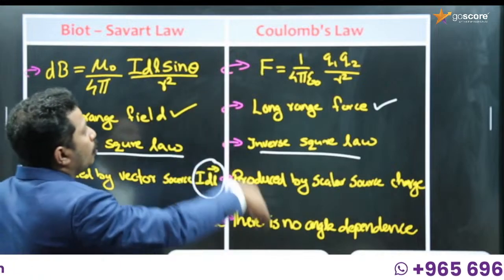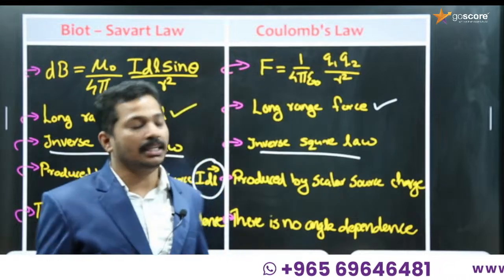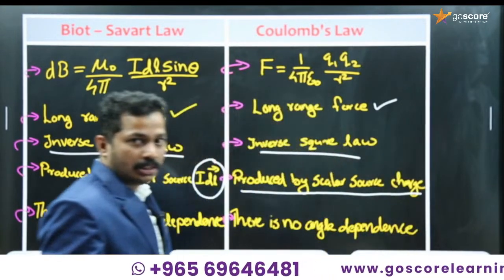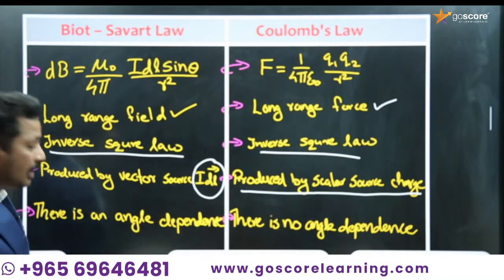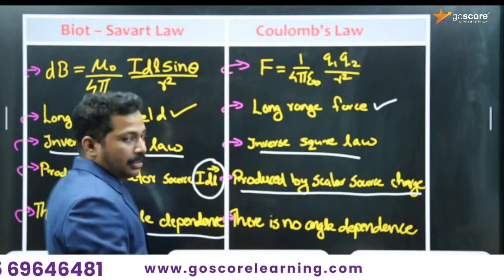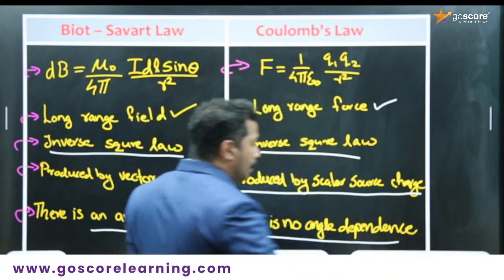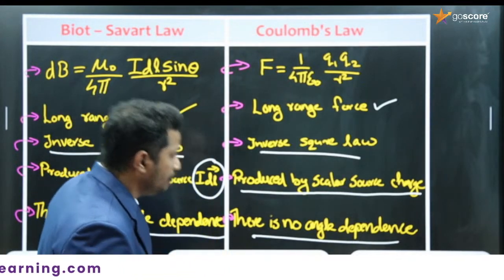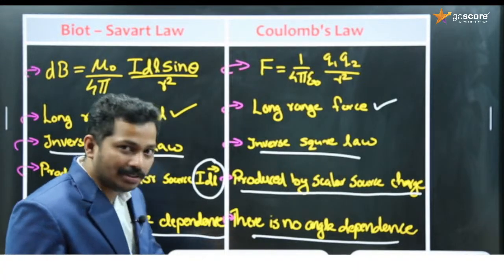And what about Coulomb's law? Is charge a vector? No, charge is a scalar quantity. So the electric field is produced by a scalar source charge. And if you see in the Biot-Savart law, there is an angle dependence in this equation, and there is no angle dependence for Coulomb's law. I hope this is clear, and if you have any doubt, just rewind it.